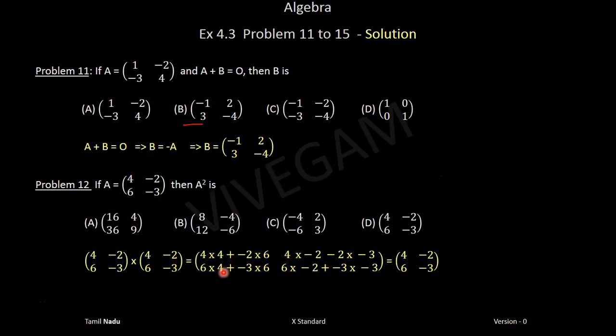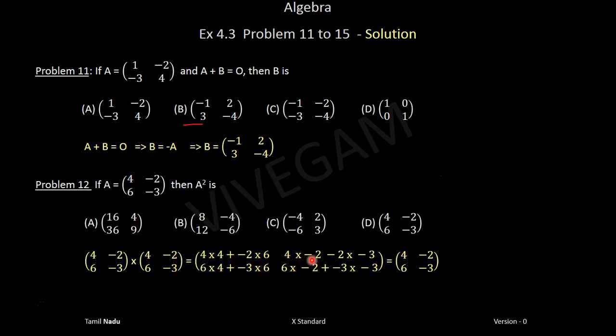Then this is, sorry, second row, first column. Multiply this. 6 4s are 24. Minus 3 into 6 is minus 18. Then this is second row, second column. So second row of the first matrix, second column of the second matrix. So 6 into minus 2, minus 3 into minus 3. Simplify this, 4 4s are 16, and this is minus 12. So 16 minus 12 is 4.